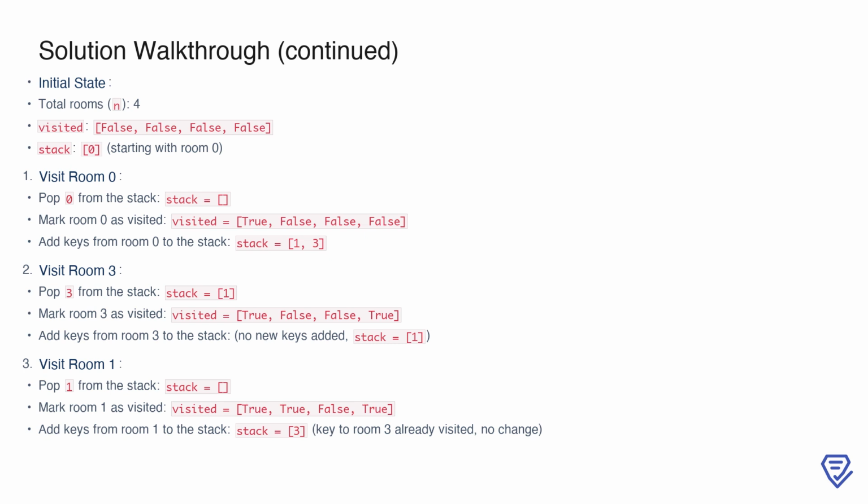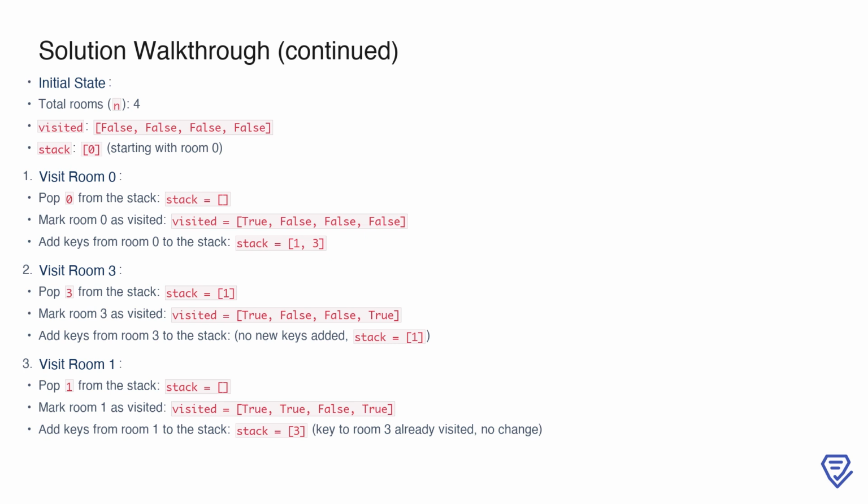Room 0 contains keys to rooms 1 and 3, so we add them to the stack, resulting in stack equals 1, 3. Next, we visit room 3 by popping it from the stack, leaving stack equals 1. Room 3 is marked as visited, updating visited to true, false, false, true. Room 3 does not provide any new keys, so the stack remains unchanged at stack equals 1.